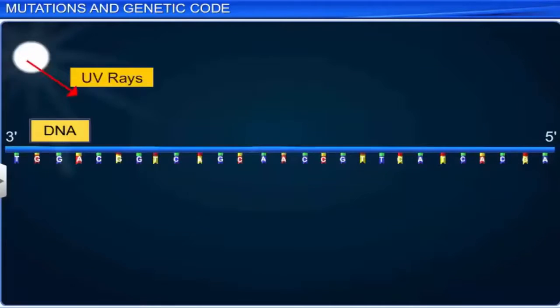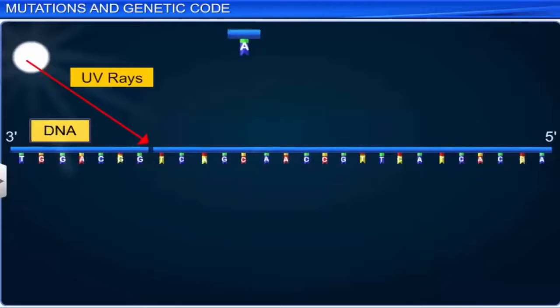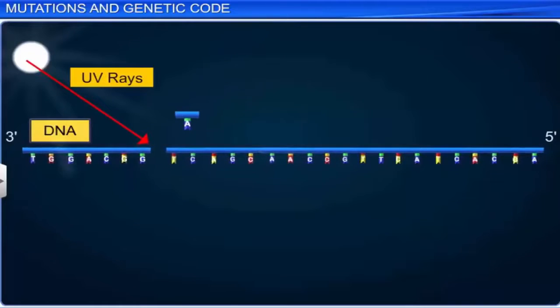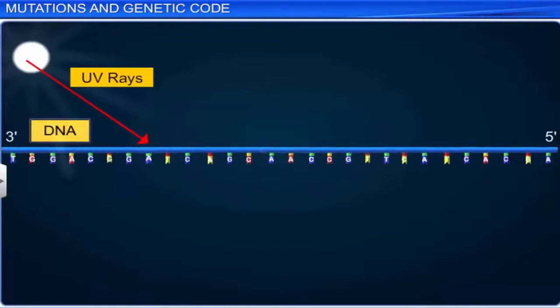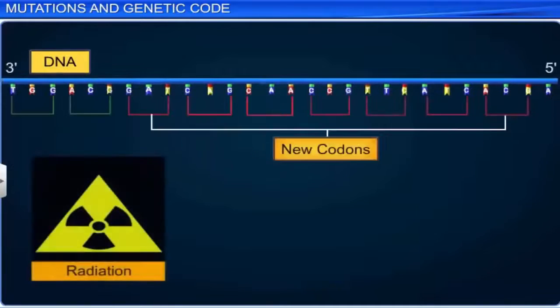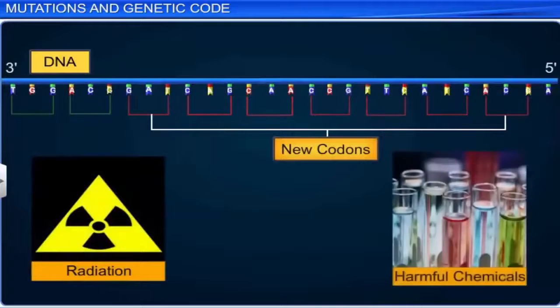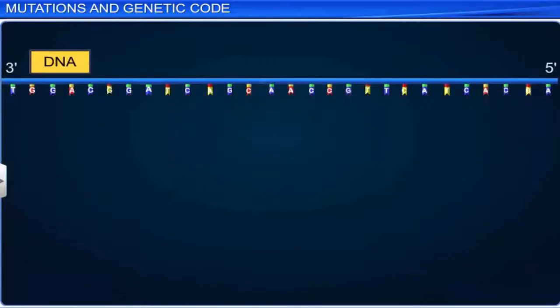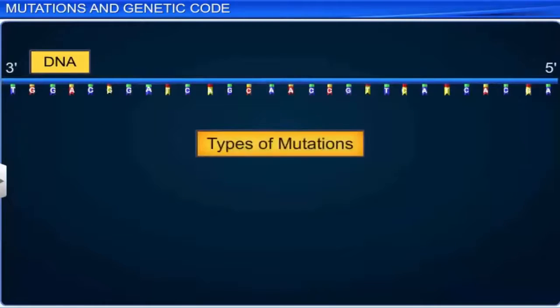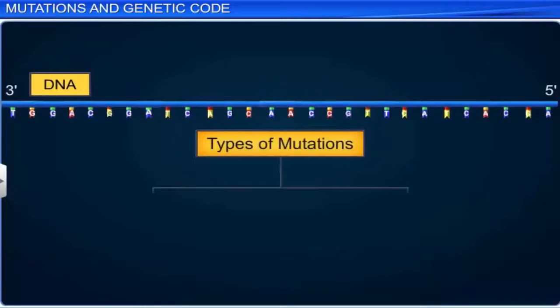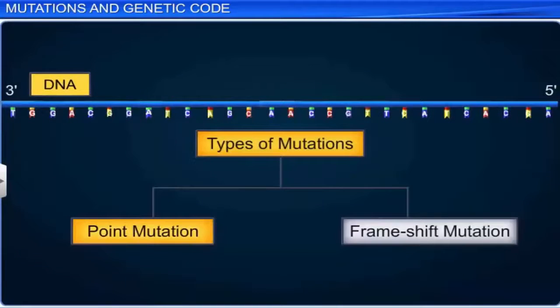Mutations can be triggered by a host of factors, including physical and environmental factors such as exposure to the ultraviolet rays of the sun, radioactive radiations, or harmful chemicals. Mutations, which often result in undesirable effects, can be classified into various types, including point mutation and frame shift mutation.